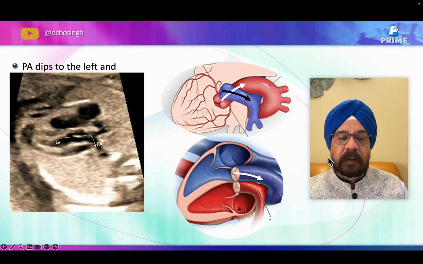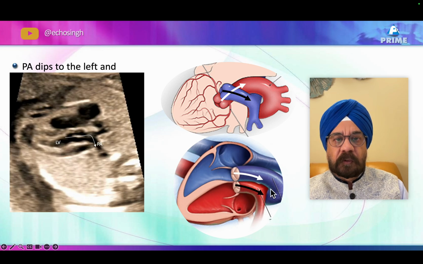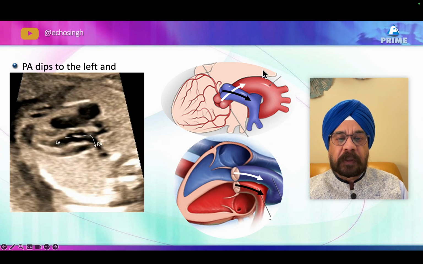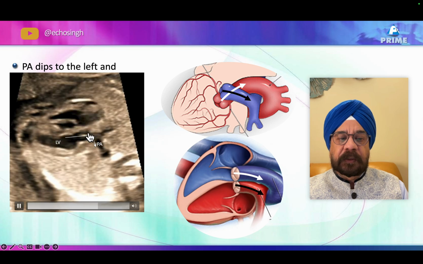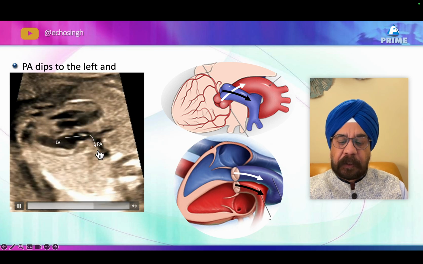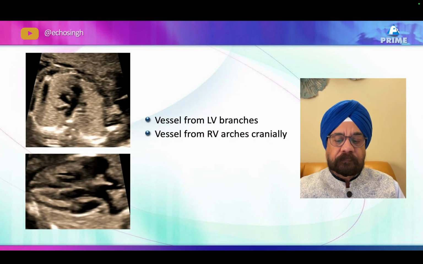While in TGA, you get the pulmonary artery coming from the left ventricle and it dips down, and the aorta coming from the right ventricle also dips down. There is nothing which goes anteriorly, so both vessels are parallel to each other, they don't cross. And that's what you see on this echo: you have a left ventricle, a pulmonary artery branching, and you see the pulmonary artery dipping straight posteriorly.